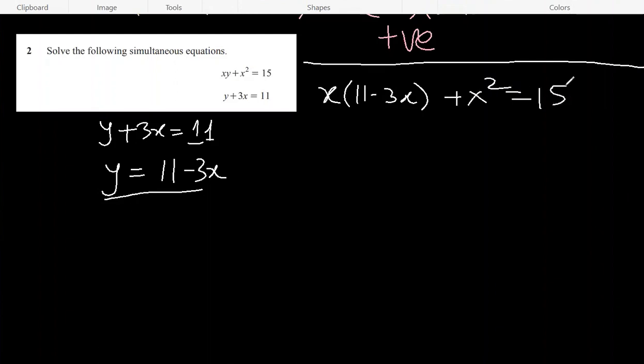The first question was an inequality. This is an equation. We'll get an exact answer for this.